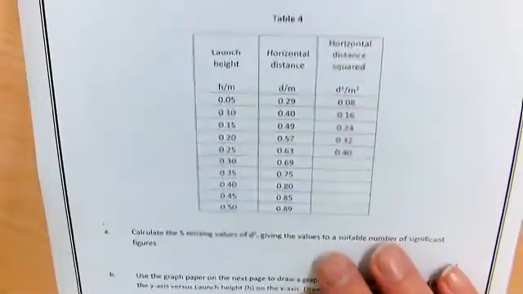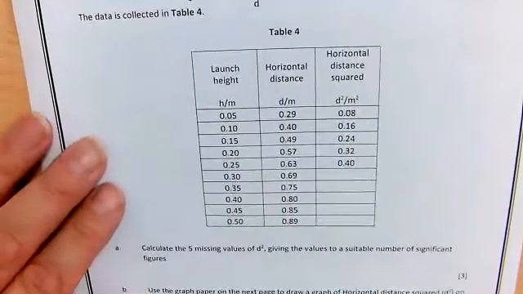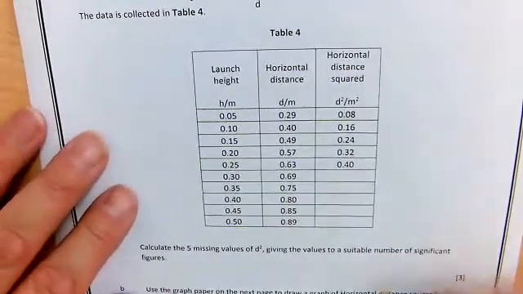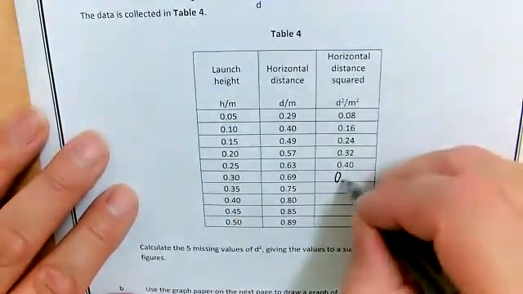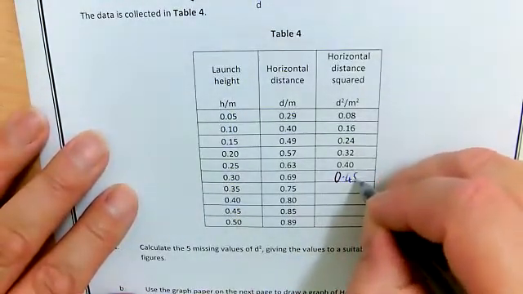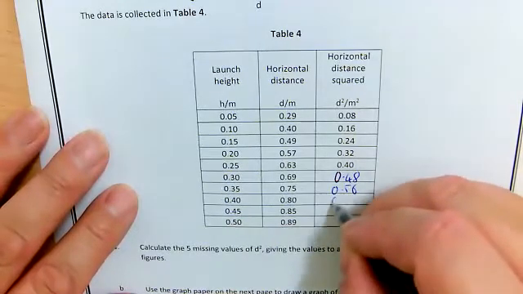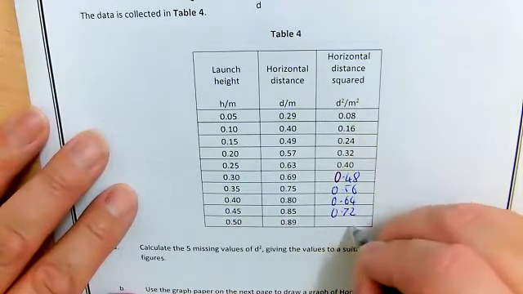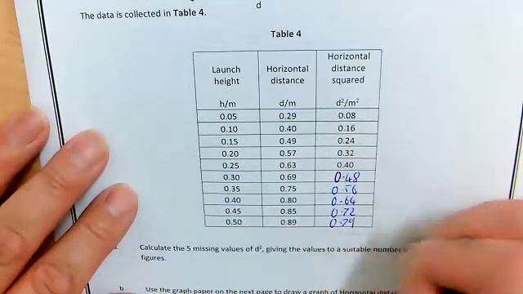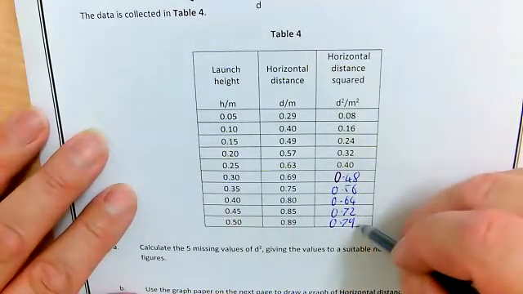Now, number 4 is your graph question. Very, very similar to what I demonstrated in my walkthrough earlier on this week. So I'm just going to submit the answers. So if I've got to square my horizontal distance, it's 0.48, 0.56, 0.64, 0.72, and 0.79. All my numbers here are 2 significant figures, so my calculations should be rounded off to 2 significant figures as well, okay?